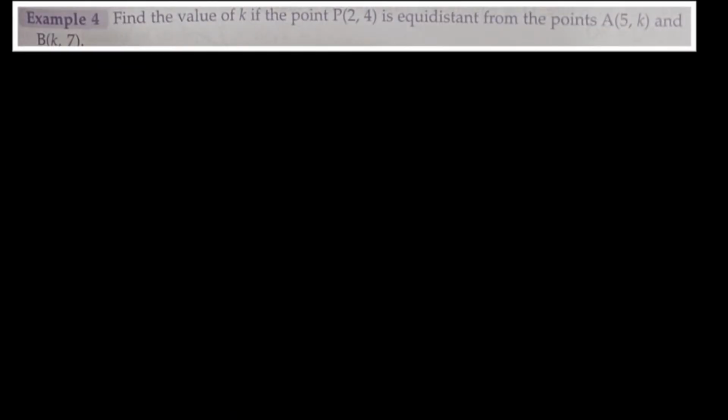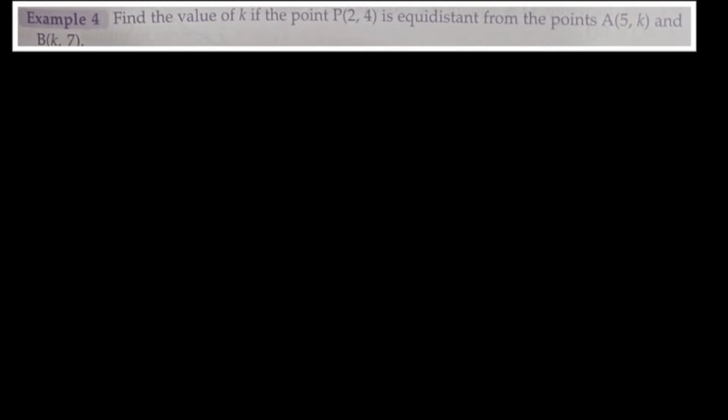Let's do the next question now. If anyone has any doubt till here, you can tell me. So the next question is question number 4. Yes, any doubt? No doubts. So, find the value of K if point P is equidistant from A and B.